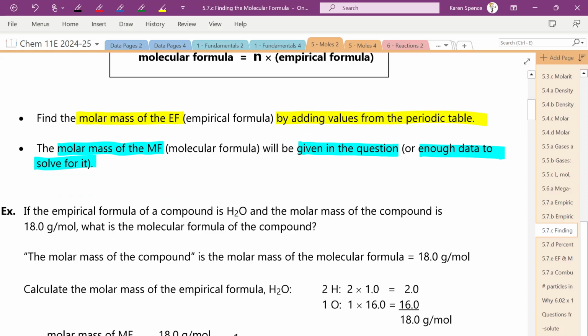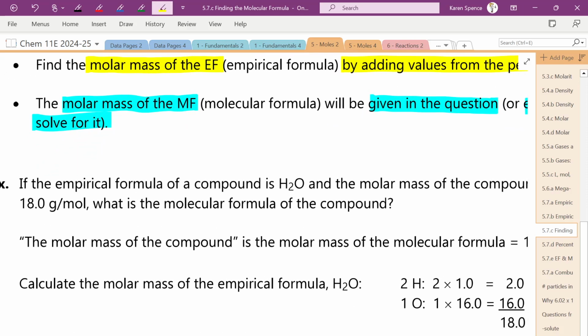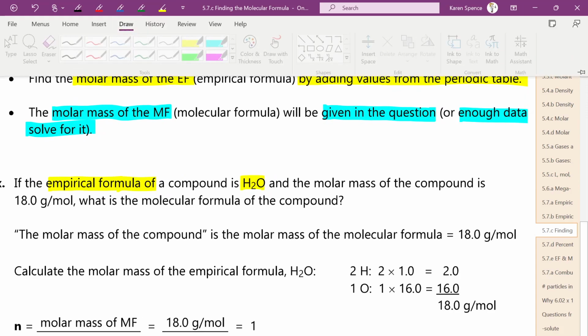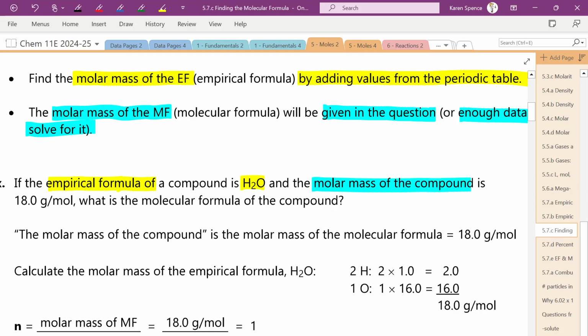If the empirical formula of a compound is H2O, and the molar mass of that compound is 18 grams per mole, what is the molecular formula? Now, when they say the molar mass of the compound, that means the molar mass of the molecular formula. And so that's 18. This is a trivial example.